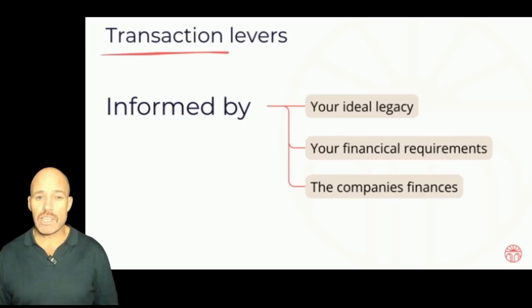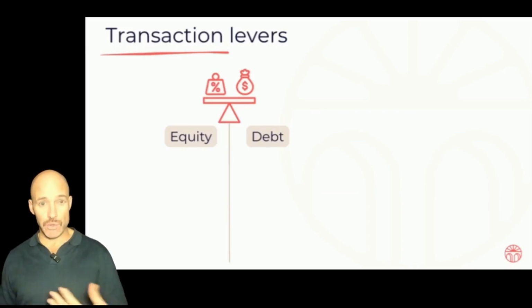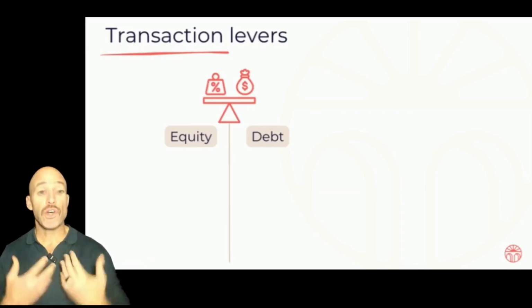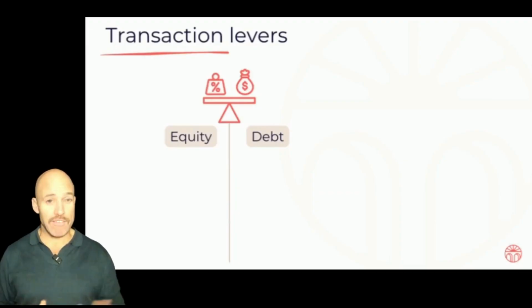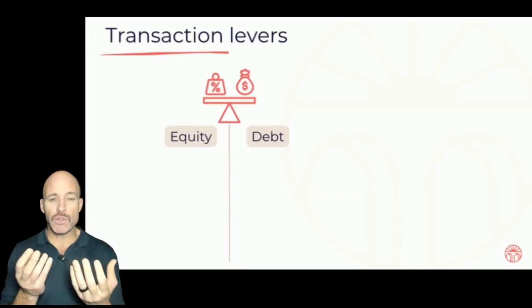Once we start pulling those things together, we can then start thinking about how we want to structure the transaction. There are a number of different elements that we can use to structure this appropriately. The two main financial drivers are what we're going to use for equity and what we're going to be able to use for debt.